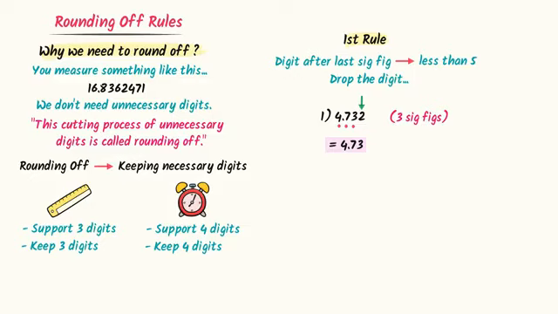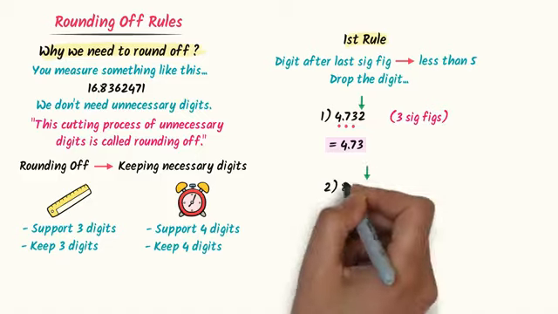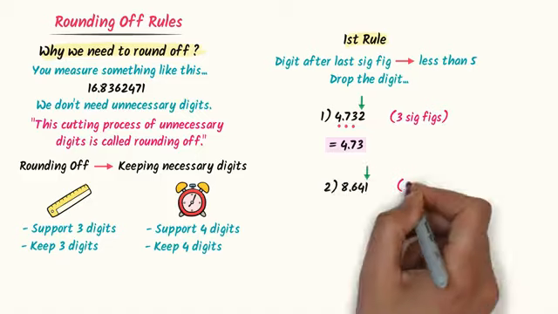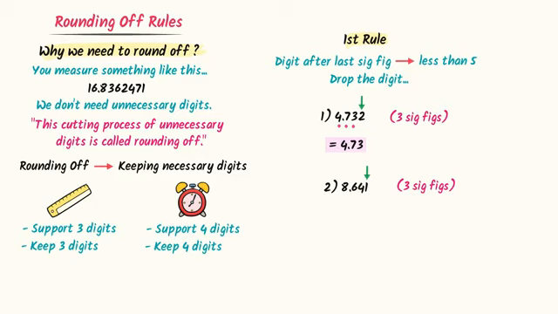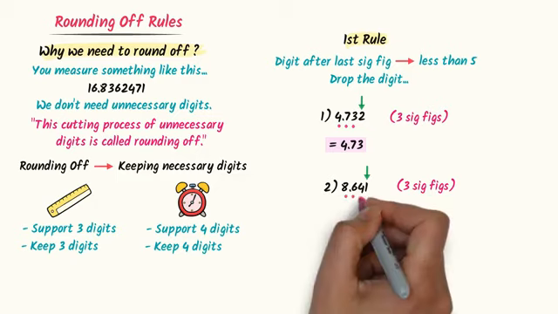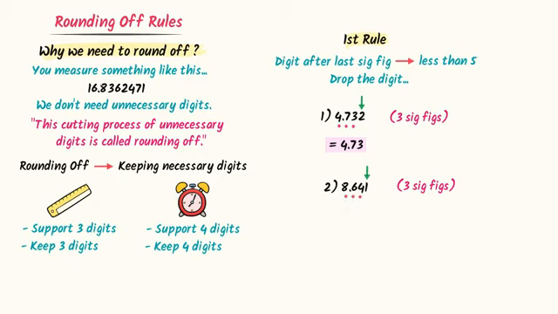Now consider another example. 8.641 rounded to 3 significant figures. The 3 digits are 8, 6 and 4. The next digit is 1. We do not need this 1. Since 1 is less than 5, we drop it. We get 8.64. Nothing changed and nothing moved.